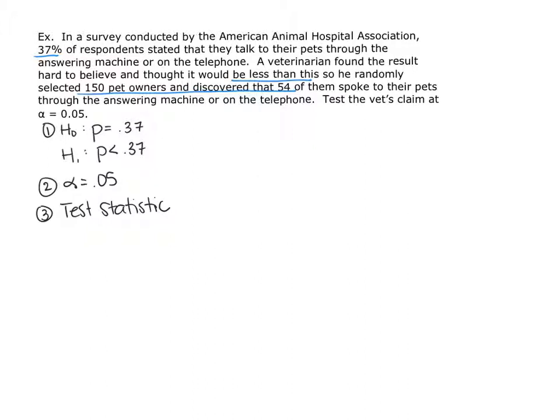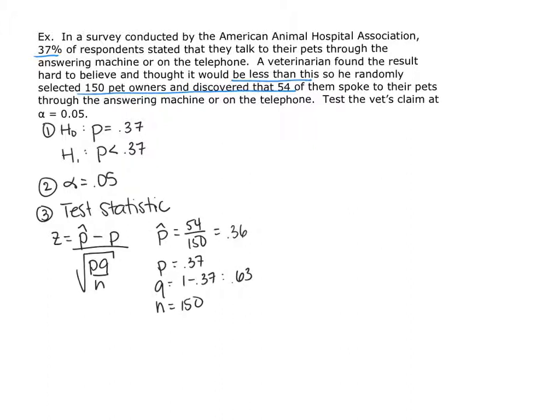The formula for our test statistic, Z equals P hat minus P divided by the square root of P times Q over N. And next, we'll read through the problem to find the values of those variables. P hat is going to be our sample proportion, or 54 divided by 150, which equals 0.36. P is our null value, 0.37. Q is 1 minus P, or 0.63, and N is 150.